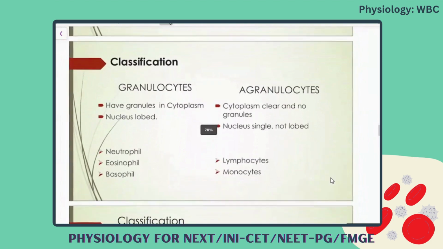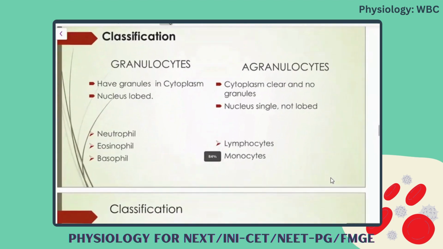So now we will see the proper WBC. White blood cells are called as leukocytes. It is basically categorized as granulocytes and agranulocytes. Those which have the granules are called as granulocytes. If there are no granules, they are called as agranulocytes. So these granulocytes have a nucleus which is lobed. You have lobes in the nucleus.